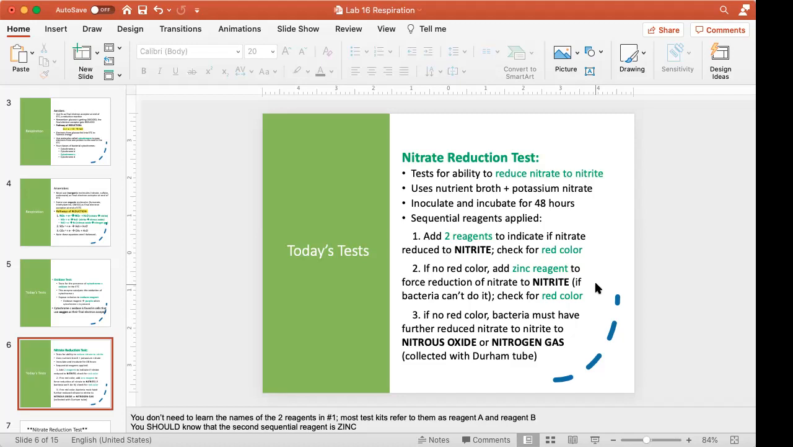If I add the 2 reagents at the beginning and the tube does not turn red, that tells me that there's no nitrite in the tube. All of the nitrate is still in there. How do I know for sure? Well, if I add zinc in and there's nitrate in the tube, the zinc will reduce it to nitrite and the tube will turn red. That is a negative test result.